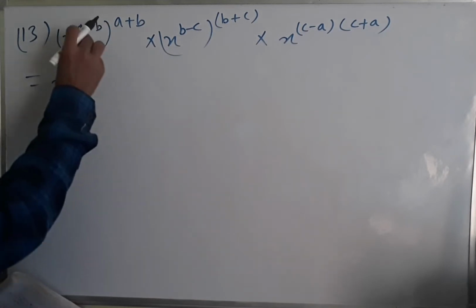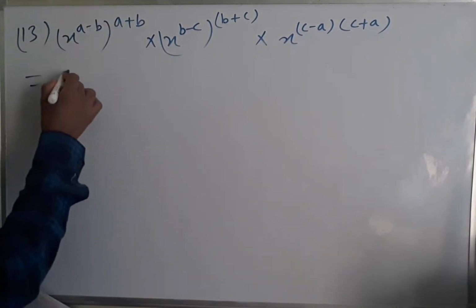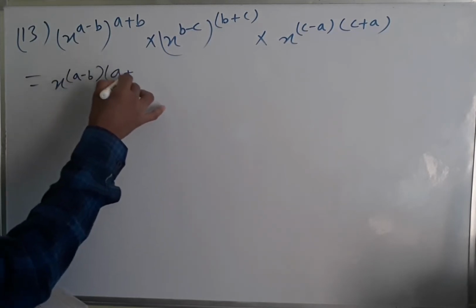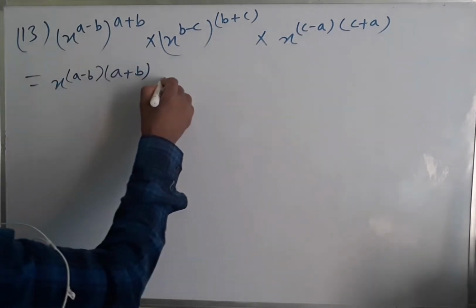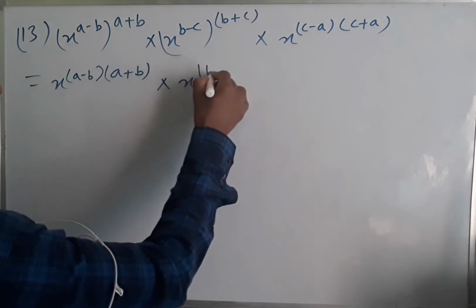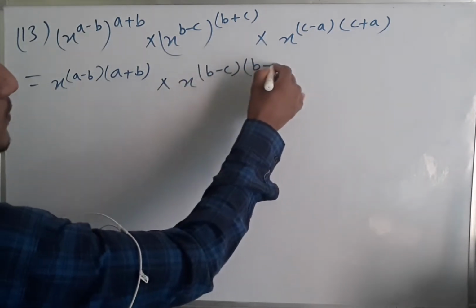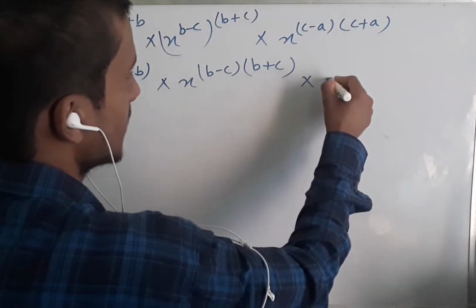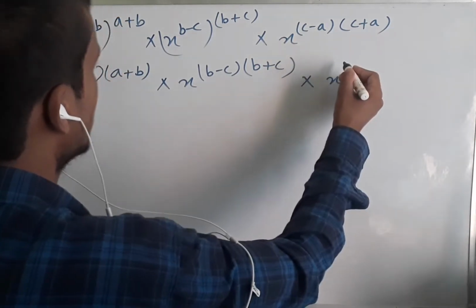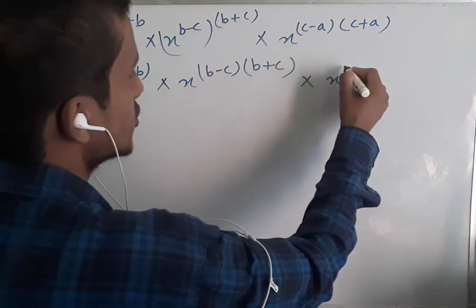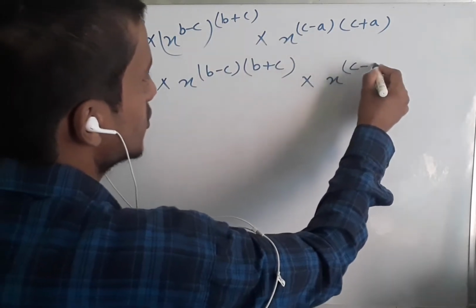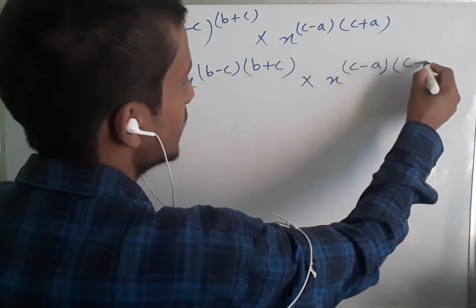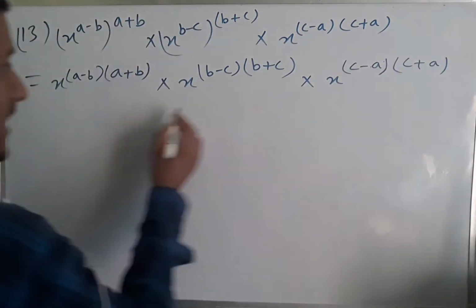Okay, I have to multiply the exponents here. So a minus b times a plus b, times x to the power b minus c times b plus c. Again, the same thing, the exponents got multiplied. This was already multiplication, so you could multiply it or just write it as it is. I'm leaving it so that you understand as a beginner.